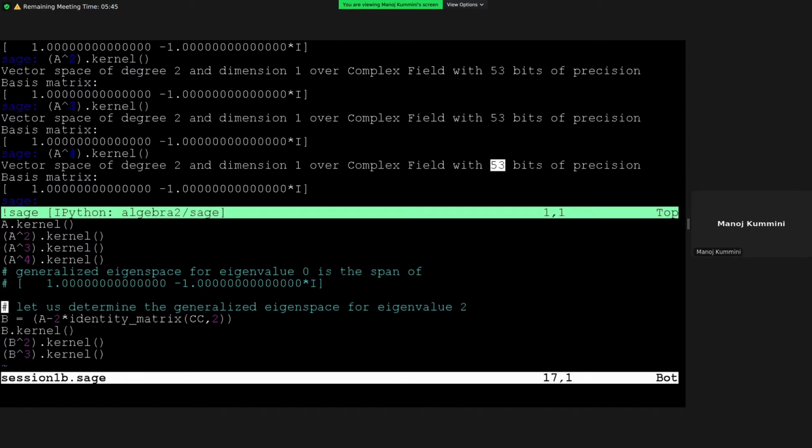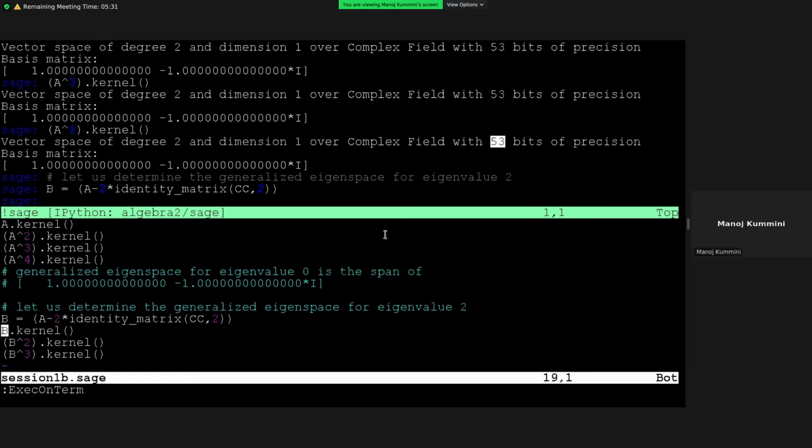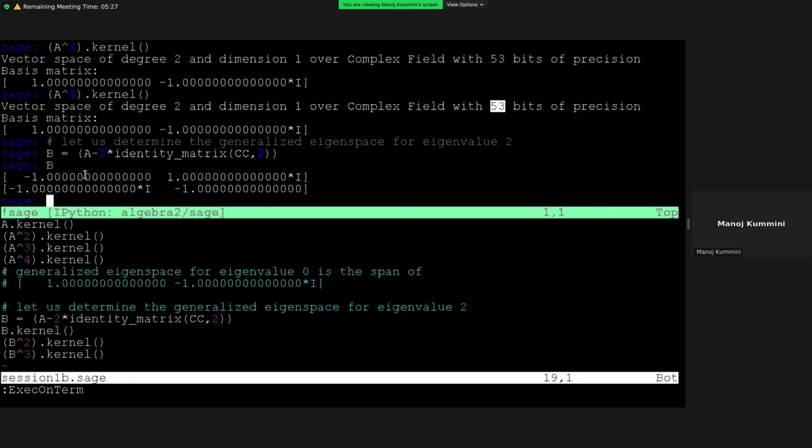Okay, so now let us determine the generalized eigenspace for eigenvalue 2. So what did we do? We subtract that thing and then compute the kernel of its square and so on. So let us just define B to be this matrix, which is A minus 2 times identity.